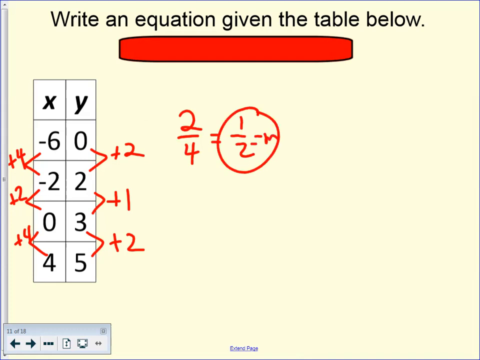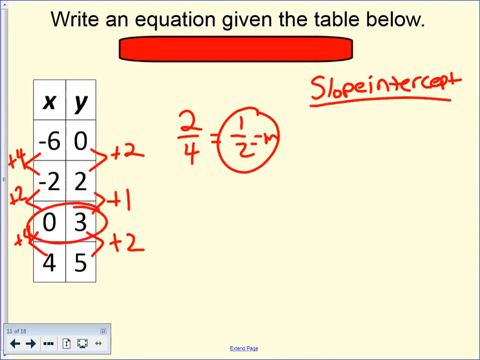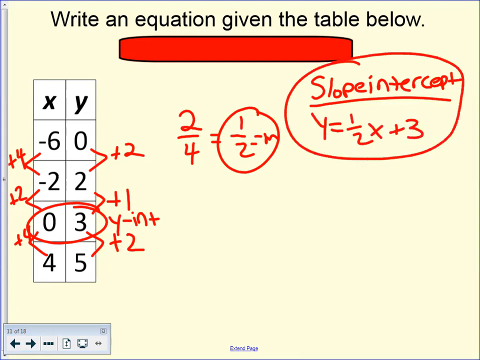Now, if I look at my coordinates, if I wanted to write it in slope-intercept, that would be pretty easy because I do have my y-intercept right here. So my equation would be y equals 1/2 x plus 3. If they told me to get slope-intercept, bam, I would be done. That's my answer. If they just told me to write an equation and didn't give me answer choices, still I would be done and I can just move on.